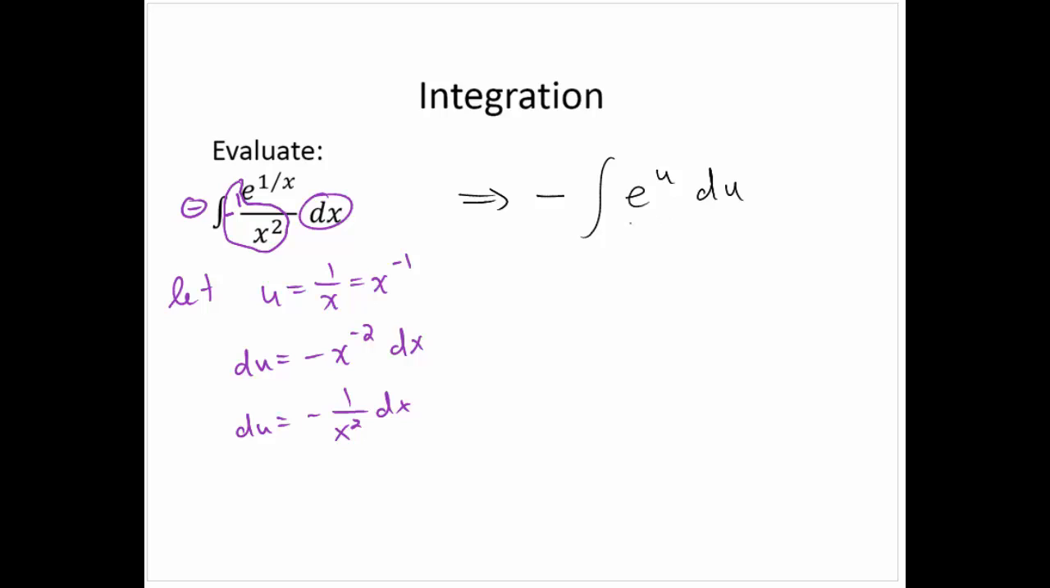All right, so then the integral of e to the u du is e to the u plus a constant, and so then negative e to the 1 over x plus the constant.